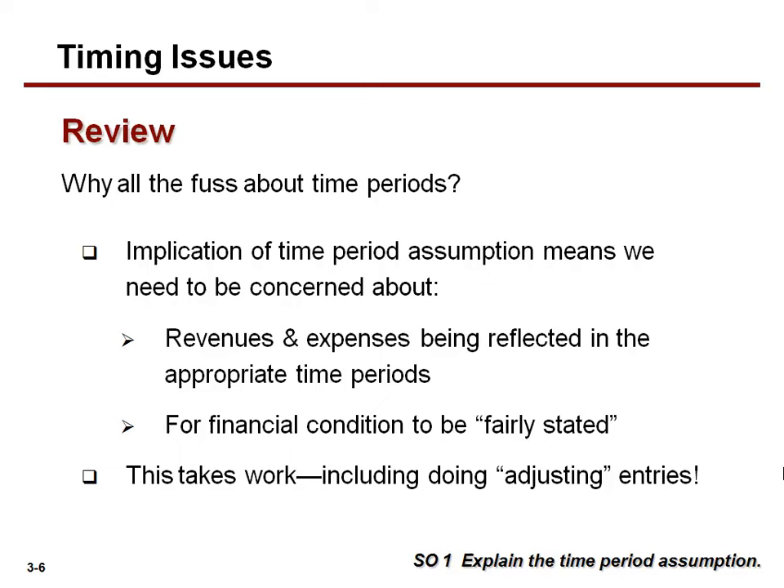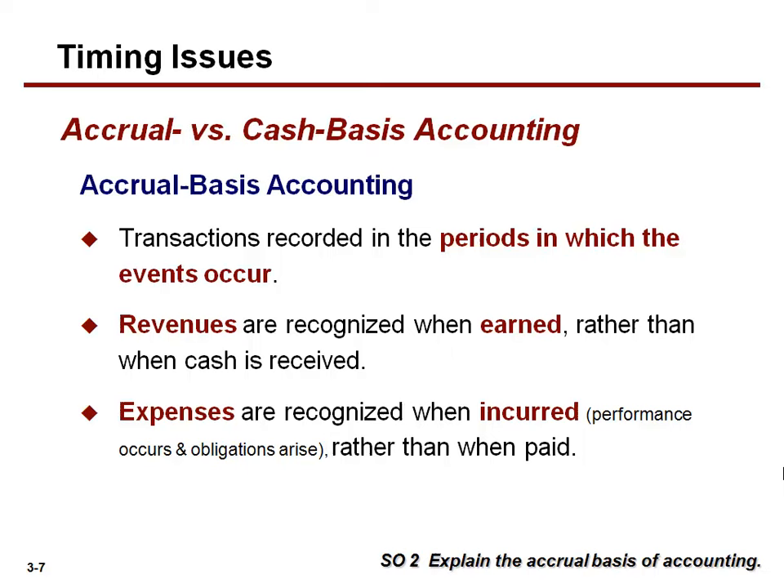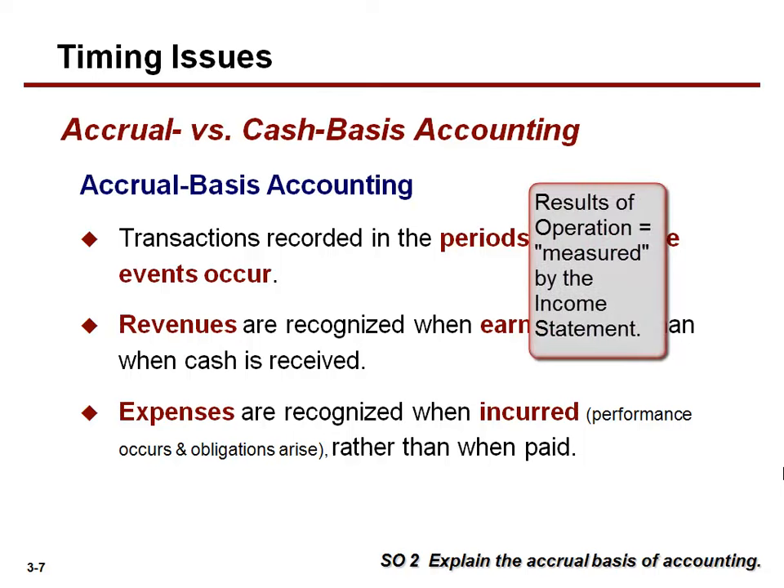These concepts need to be matched to each other to produce financial results which are fairly stated. Revenues matched against expenses required to generate those sales revenues. And this takes work, including doing adjusting journal entries. So we need to use accrual basis accounting techniques to get our results of operations stated fairly. By results of operations, I mean, do we make profit during a time period or was a loss incurred? We're talking about revenues versus expenses.